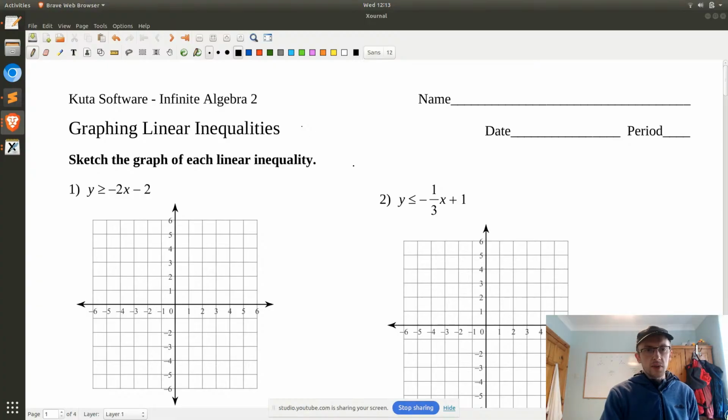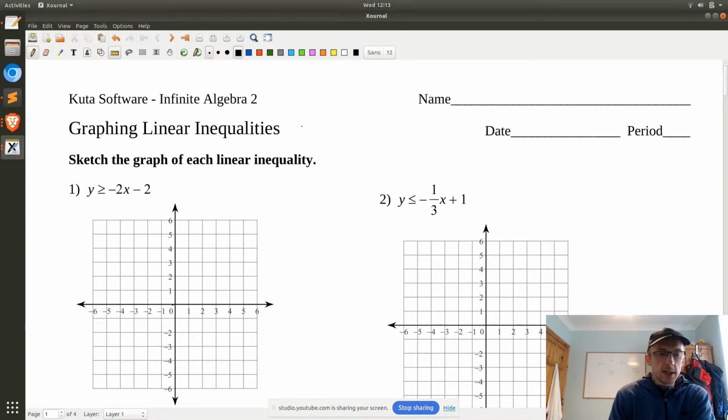Sketch the graph of each linear inequality. Now, the way to approach these is to solve them as if they were a linear function in the first place. That will let you obtain the line. Okay, so y equals negative 2x take 2. By now, we surely know what that looks like. It looks like steeply sloping downwards from top left to bottom right, passing through negative 2, and with a slope of negative 2. So it will look something like that.